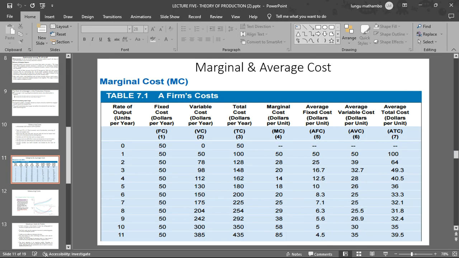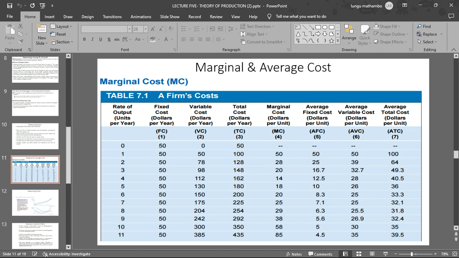So if we look at our table, the fixed cost is 50 throughout, meaning that this does not change with the level of output. Okay, this does not change with the level of output. When output is 0, a fixed cost is supposed to be paid.